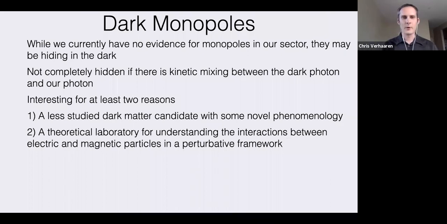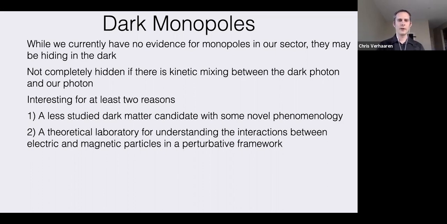Of course, as we know, we have no concrete or compelling evidence for the existence of these monopoles in our sector, not yet anyway. But because the dark sector necessarily is there, and we have lots of evidence for that, it could be very rich. There may be magnetic monopoles in that dark sector, and those monopoles might not be completely hidden from us if there is a small kinetic mixing between our visible photon and the dark photon. That's interesting for at least two reasons. One is that if these are somehow stable monopoles, then this gives an interesting and less studied dark matter candidate with some new phenomenology to explore and look for.